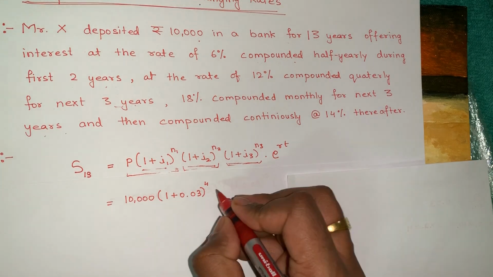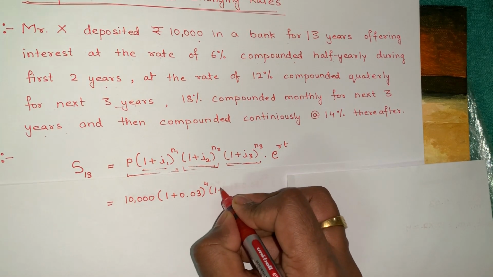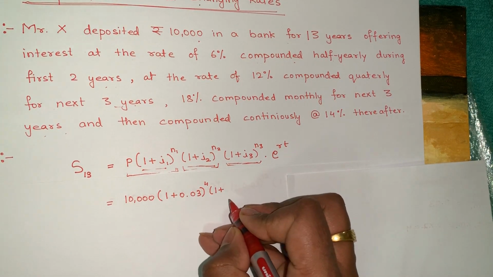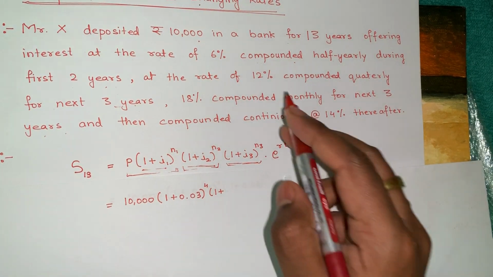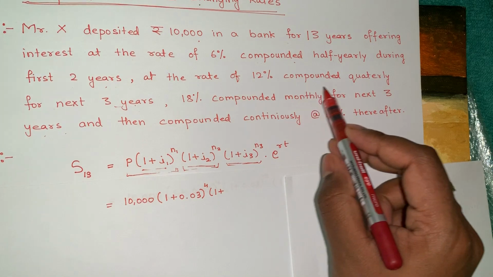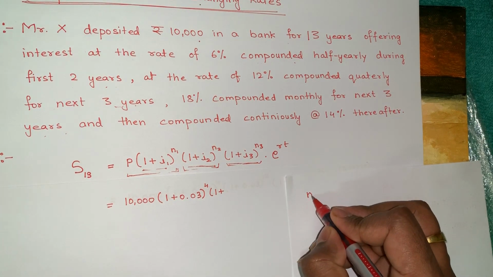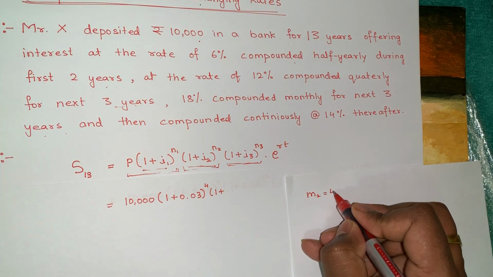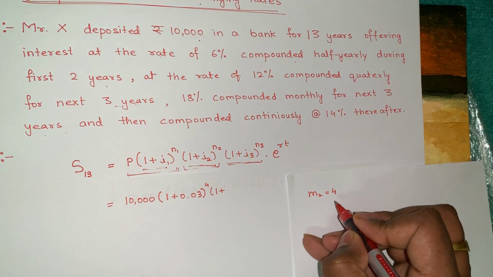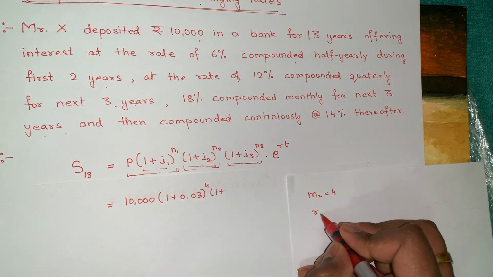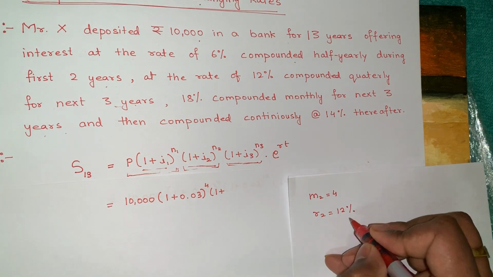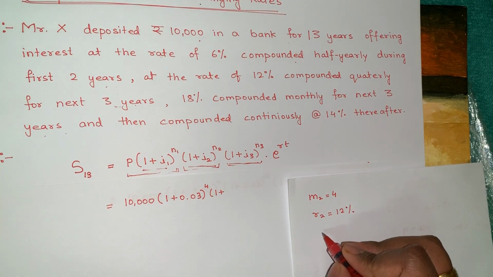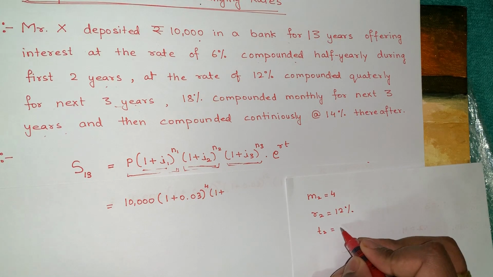Next we have 1 plus I2. I2 is the second rate of interest. Now what is the second rate? Second rate is 12% compounded quarterly. So if it is compounded quarterly, my M2 becomes 4 because compounding is done 4 times a year. Second rate is 12%. And the time period for the second rate is 3 years.